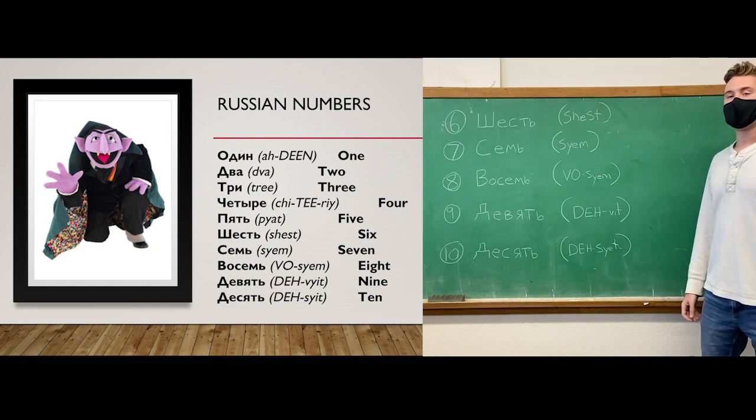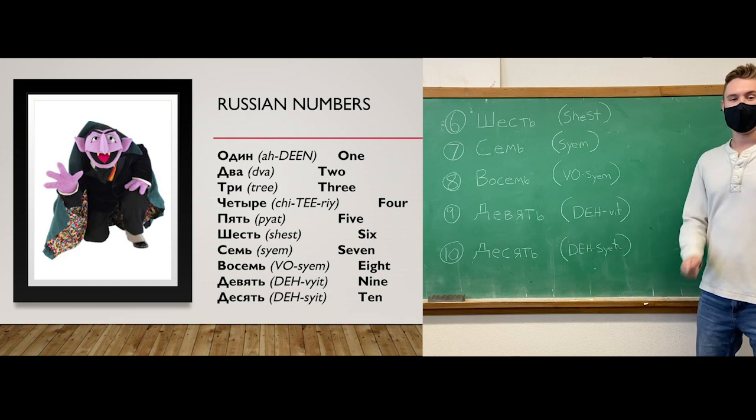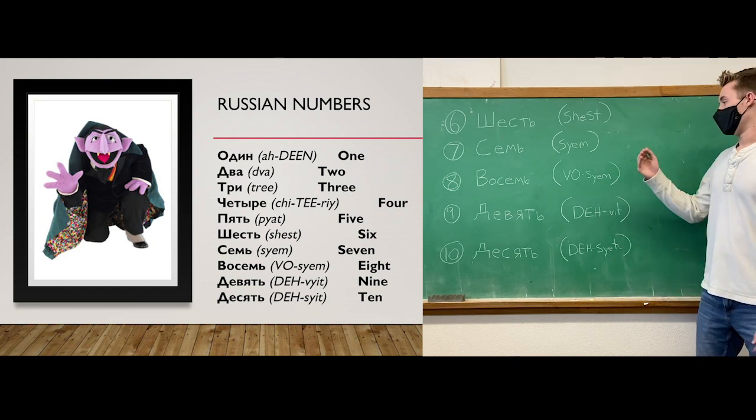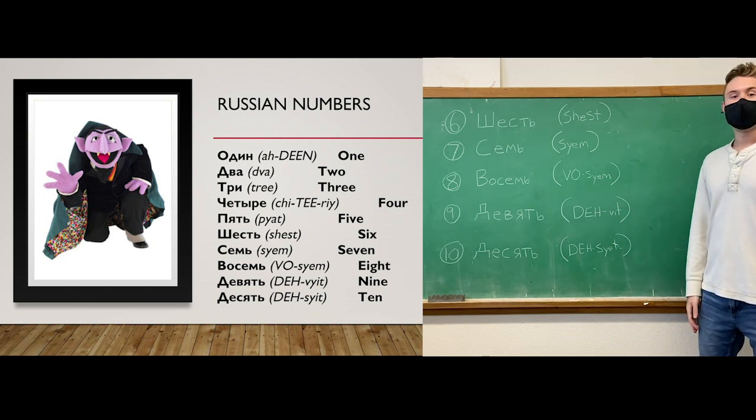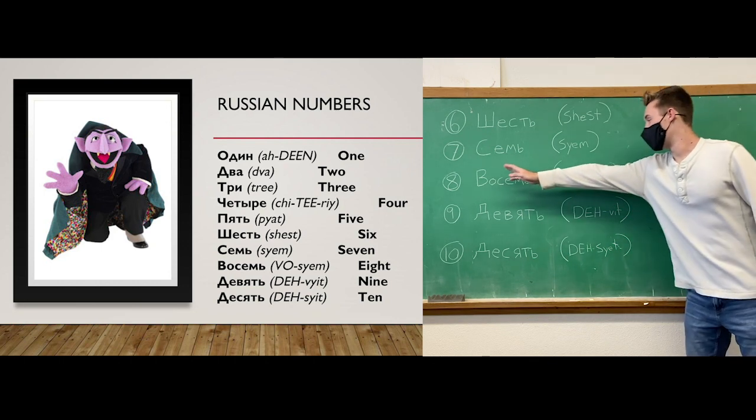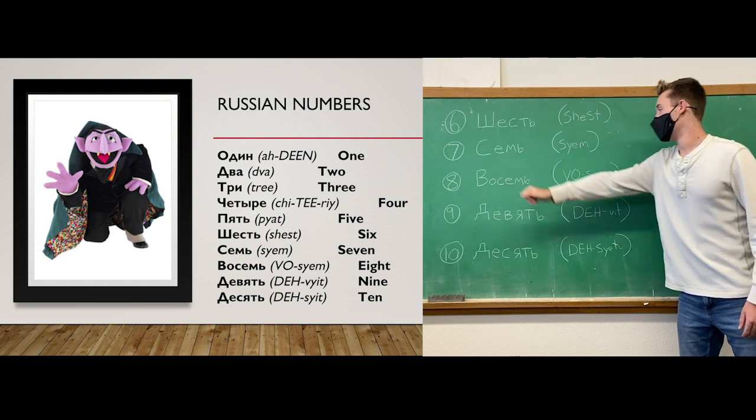After that, we have number 8. It sounds a lot like семь, but you add the prefix vo to it. Восемь. Notice here that the stress is on the first letter O. Восемь.